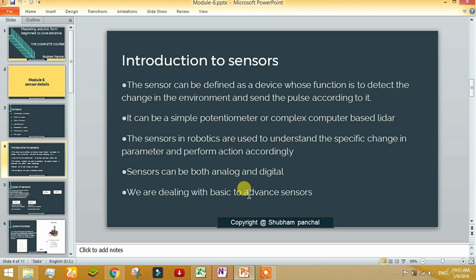Remember one thing, that sensors are only of two types. They are analog sensors and digital sensors. In the physical world, all the signals are analog, but computers have built-in analog to digital converters, which convert the analog signals into digital signals, because computers cannot understand analog values.